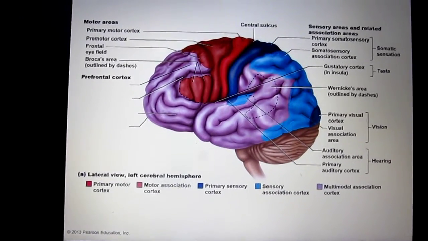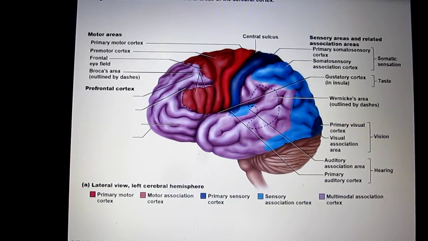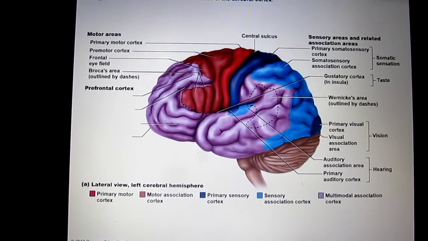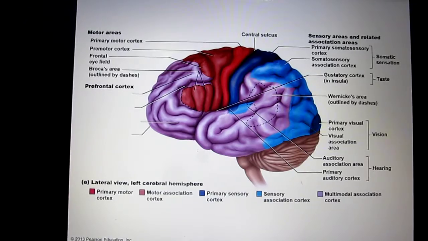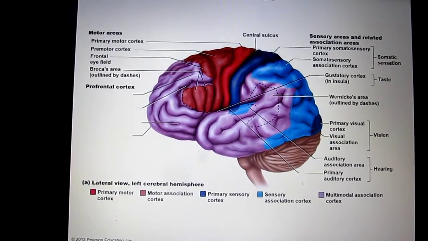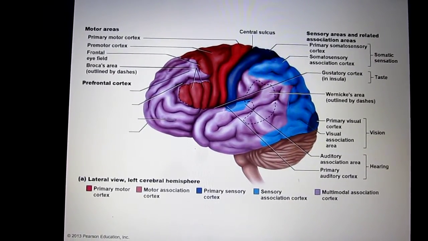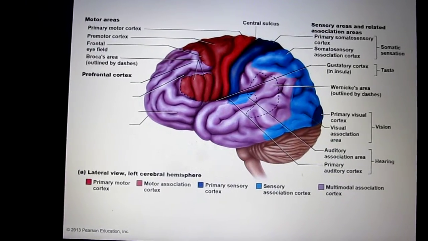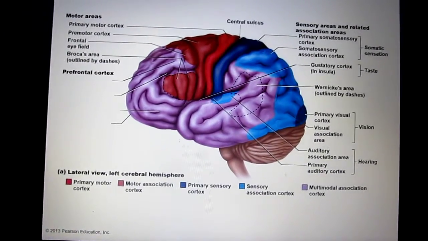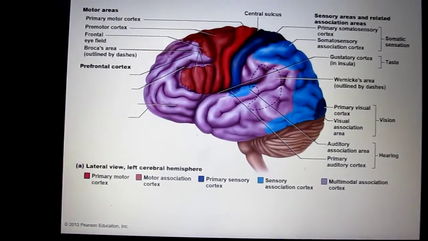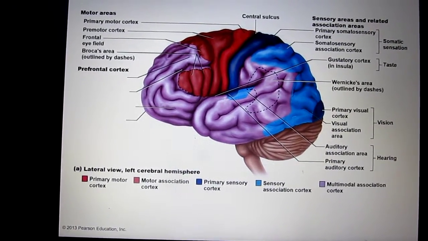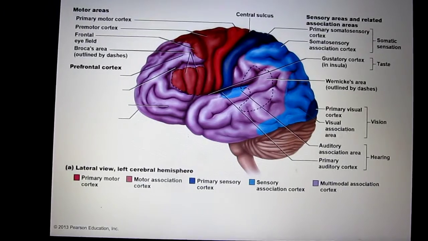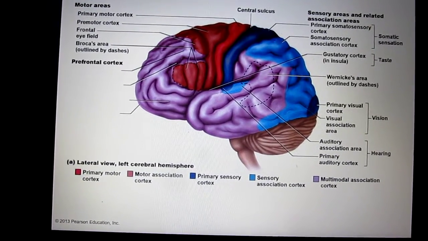If you look at the top of this picture, there is a line between the red and the dark blue band called the central sulcus. That line is the boundary marking the back edge of the frontal lobe. The frontal lobe goes from the central sulcus all the way forward to the front of this picture, and it is right behind your forehead.